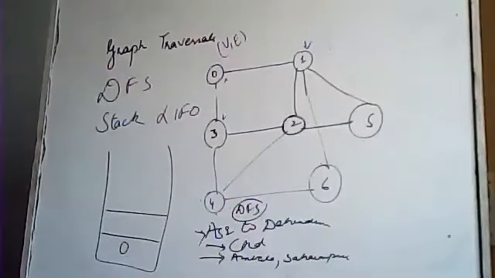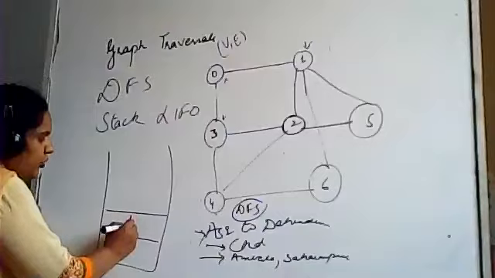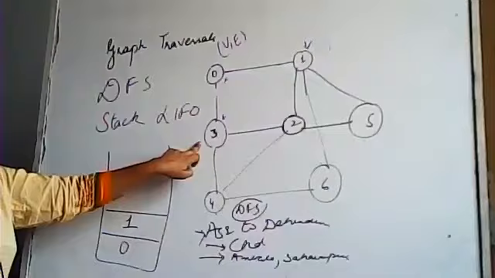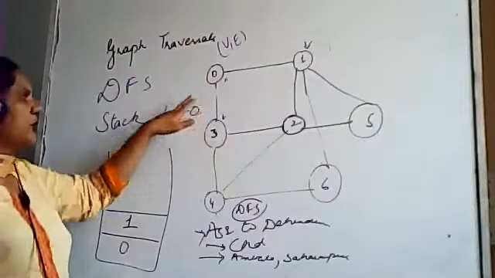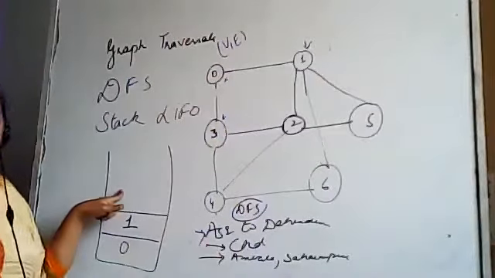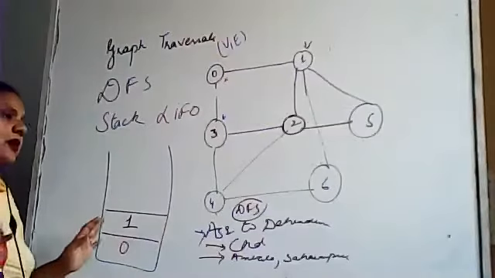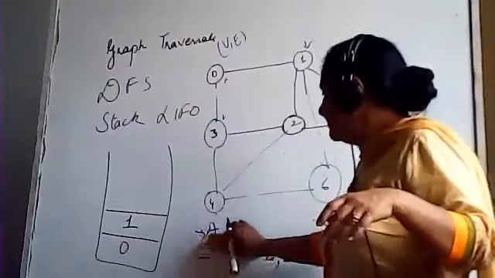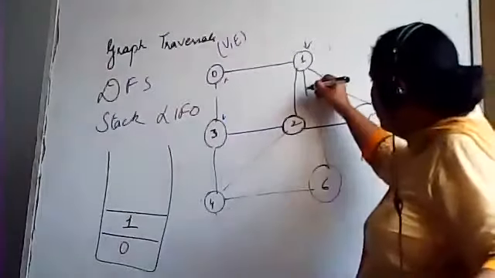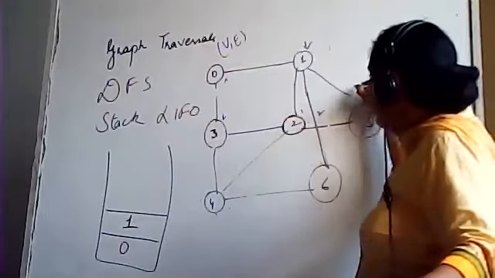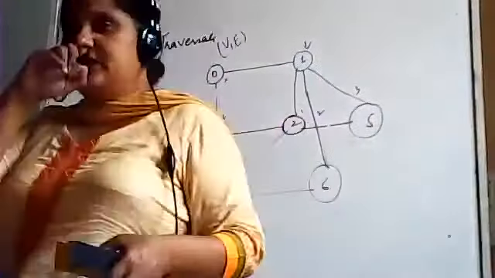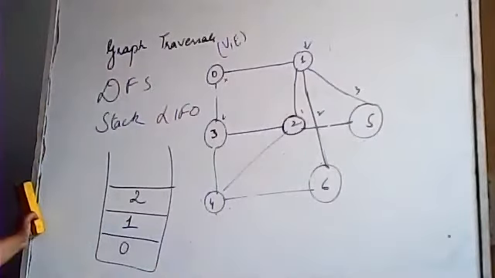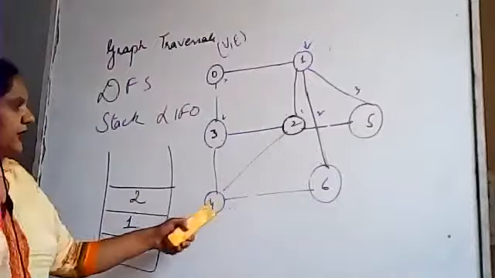Okay, fine. So we will push 1 into the stack, right? Now you are not putting the adjacent nodes of 0, that is 1 and 3, into the stack. Only 1. Now see the adjacent nodes of 1. There are how many nodes? 1, 2 and 3. You can push any one of these into the stack. So that's 2. Then find the adjacent node of 2, that is 4.